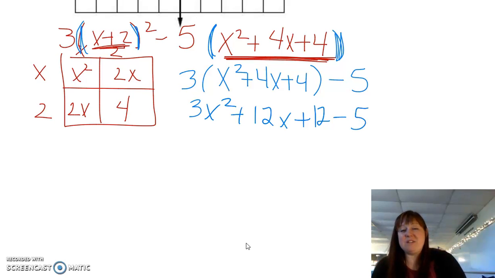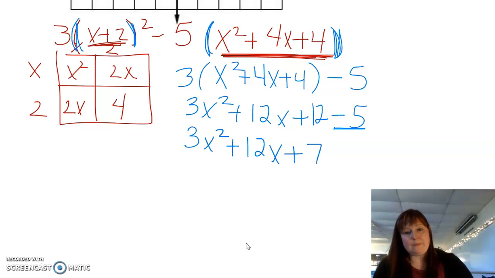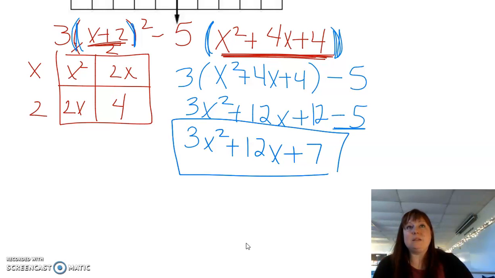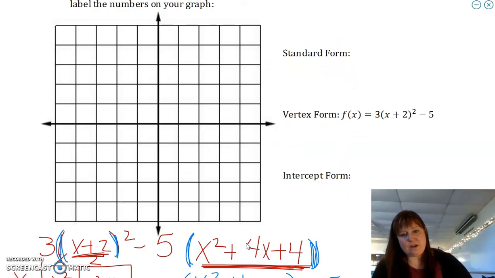Now I just combine everything that's the same, because I have x's, x squareds, but these ones are constants here, so I can combine those together. So I'm going to have 3x squared plus 12x plus 7. So this right here is the standard form. All I did was expand it. I just did some algebra. Okay, so 3x squared plus 12x plus 7. So that's going to go here.